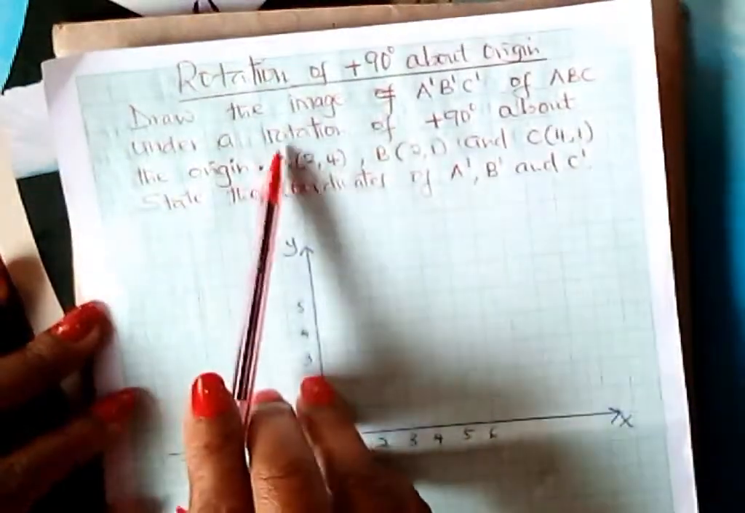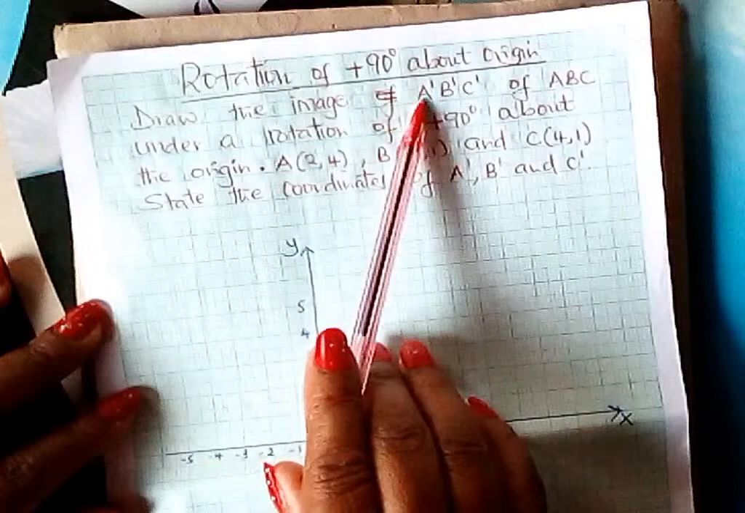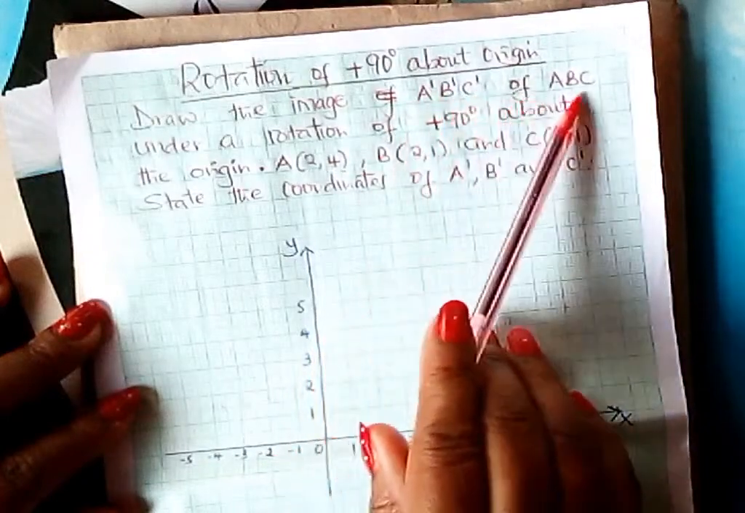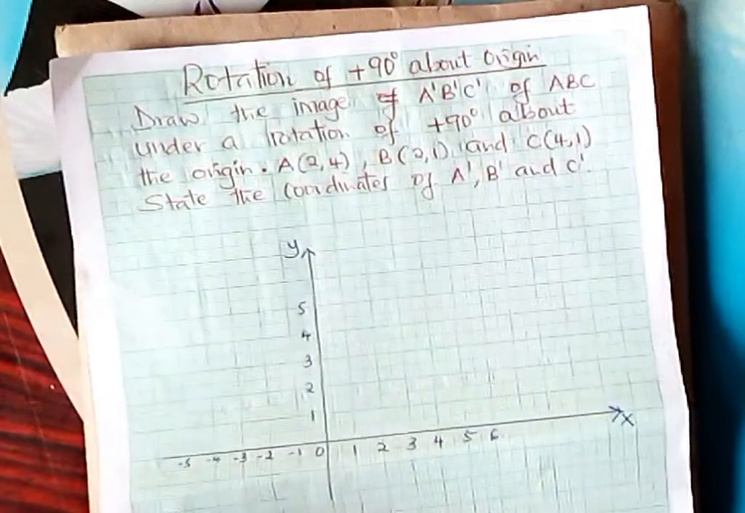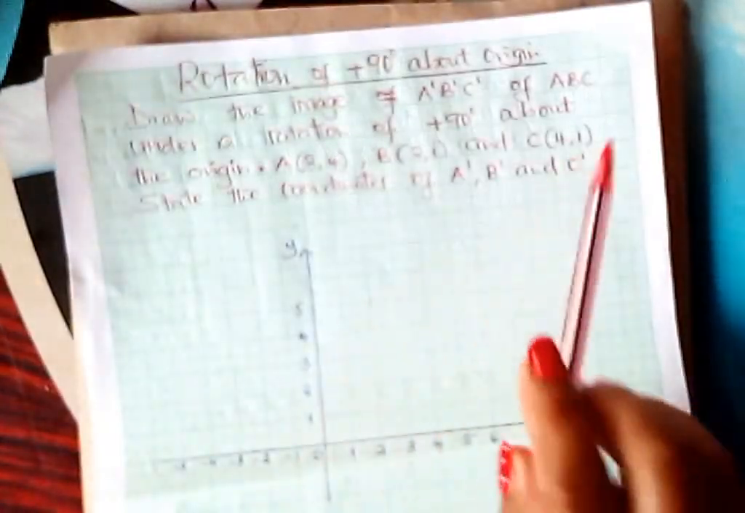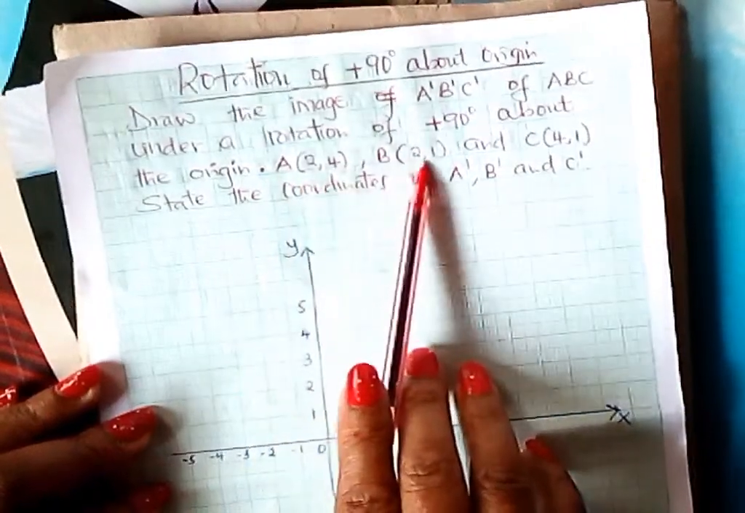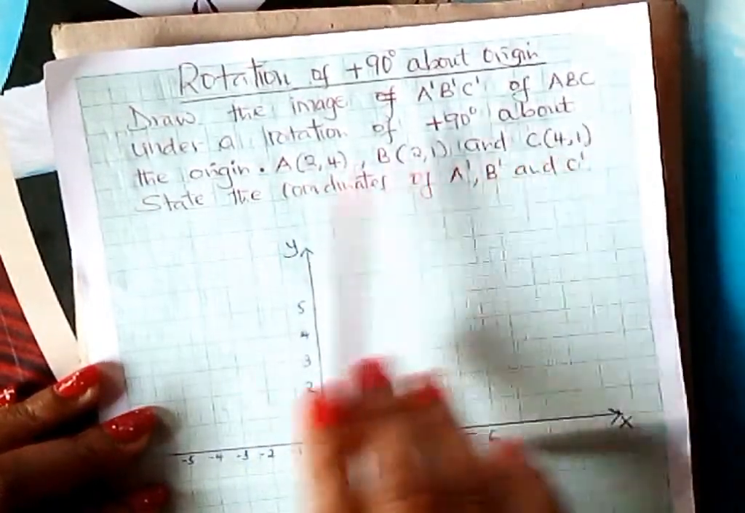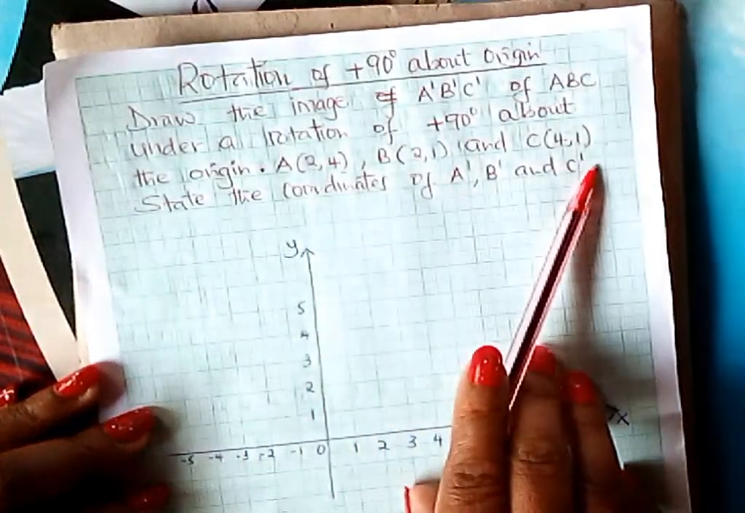Let us look at this example. Draw the image A prime, B prime, C prime of ABC under a rotation of positive 90 degrees about the origin. A is at 2, 4, B is at 2, 1, C is at 4, 1. Then state the coordinates of A prime, B prime, and C prime.